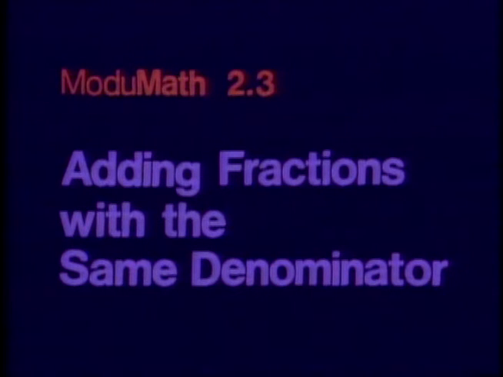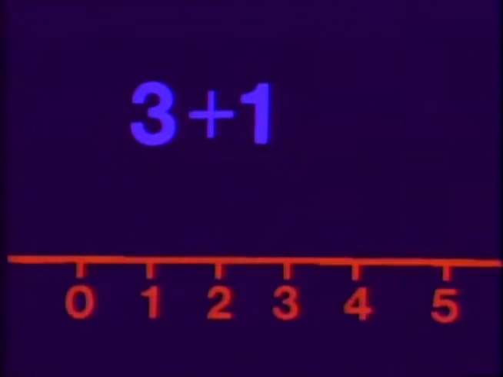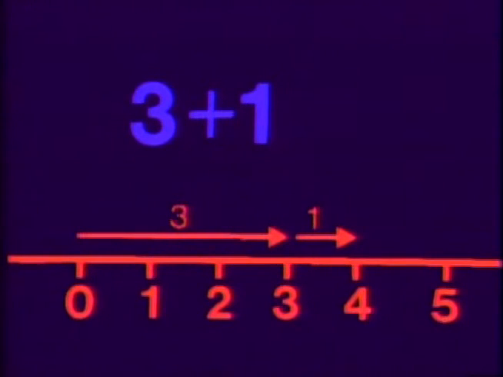To get some feeling for adding fractions, let's remind ourselves of what it means to add whole numbers. Suppose we want to add 3 and 1. We start at 0 on the number line, move 3 units to the right, and then move 1 more. Where do we end up? At 4. 3 plus 1 equals 4.